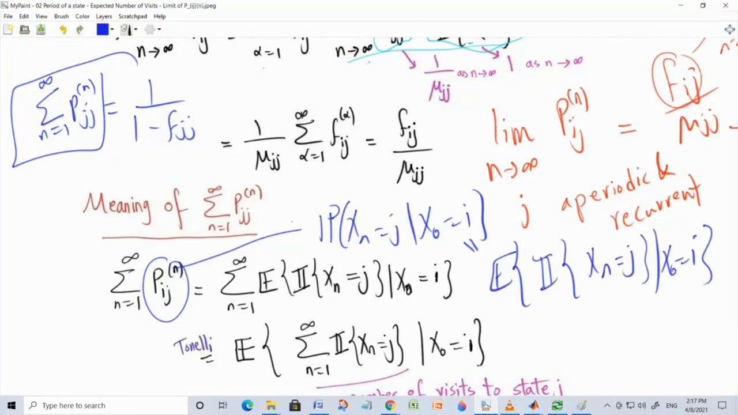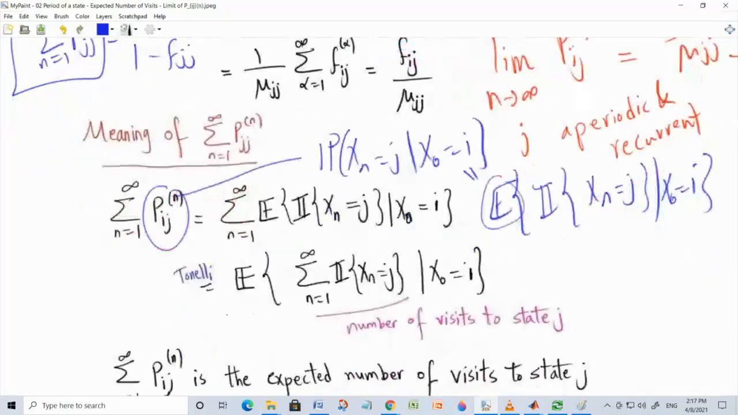So you can write this probability as the expectation of an indicator, which is like a Bernoulli random variable. The probability that xn is equal to j, given that x0 is equal to i, is the expectation, given x0 equal to i, of the indicator that xn is equal to j. Now, we are talking about non-negative stuff, which means I can take this expectation and put it outside. And now what we have is that the summation of the Pij of n is an expectation of a sum of indicators.